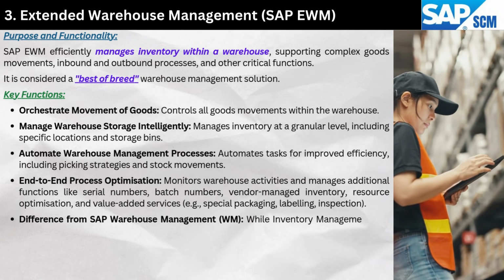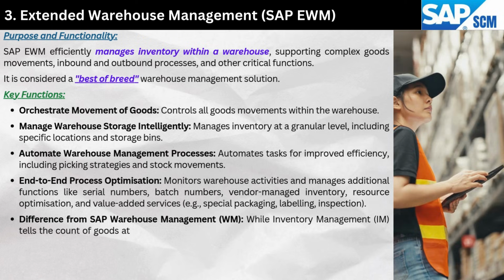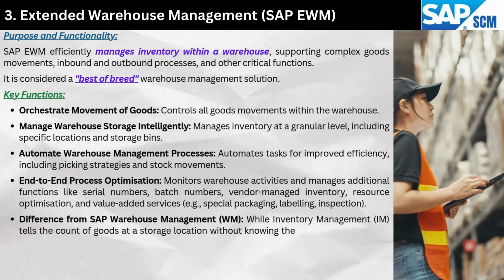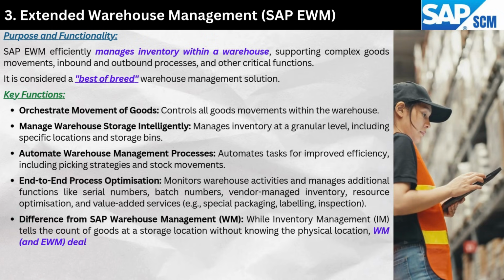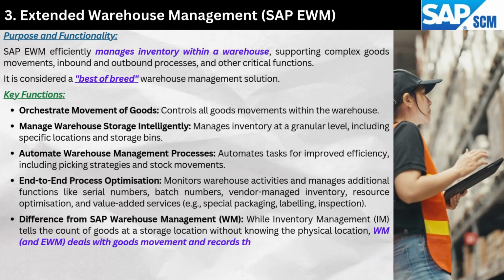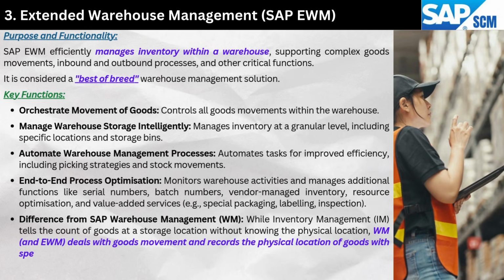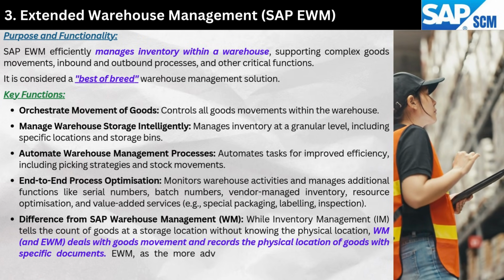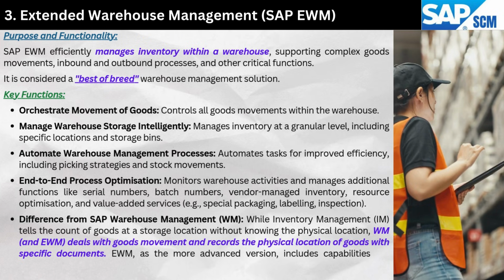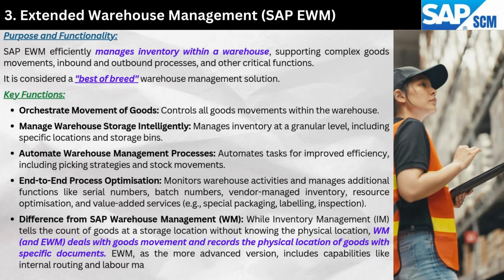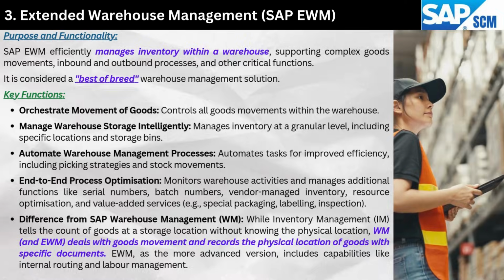Difference from SAP Warehouse Management, WM. While Inventory Management, IM, tells the count of goods at a storage location without knowing the physical location, WM and EWM deal with goods movement and record the physical location of goods with specific documents. EWM, as the more advanced version, includes capabilities like internal routing and labor management.